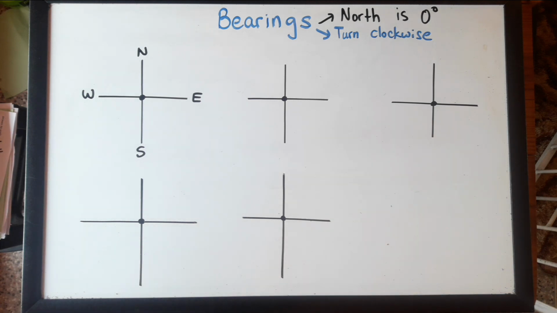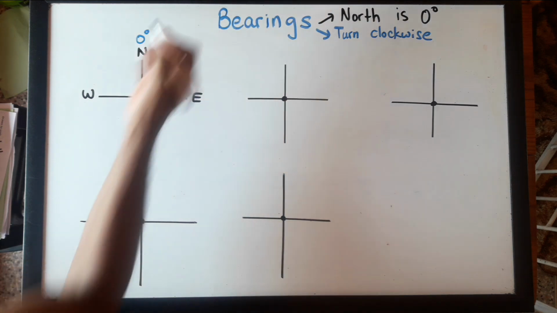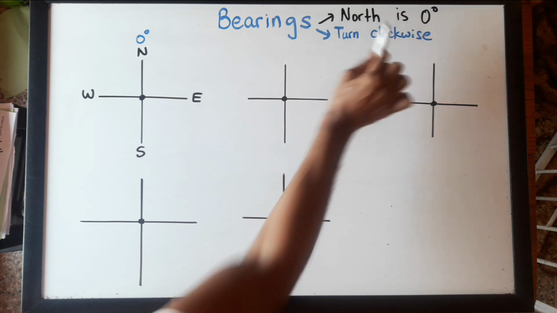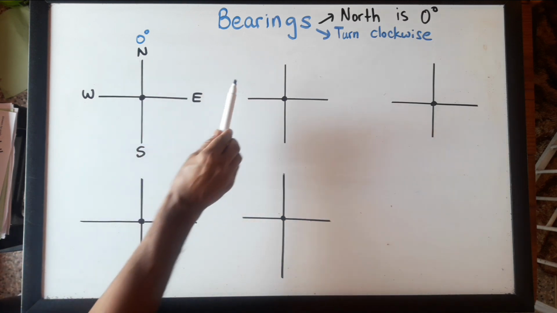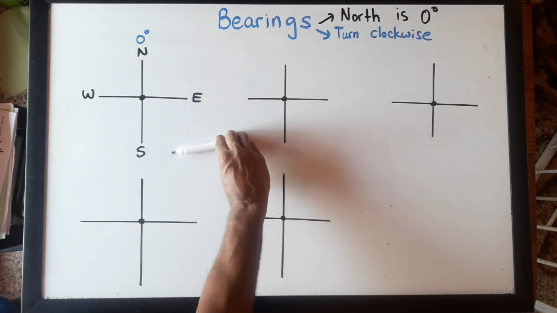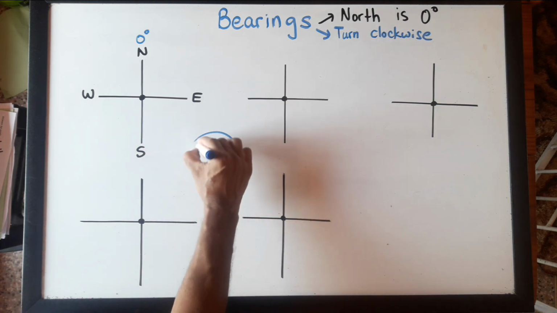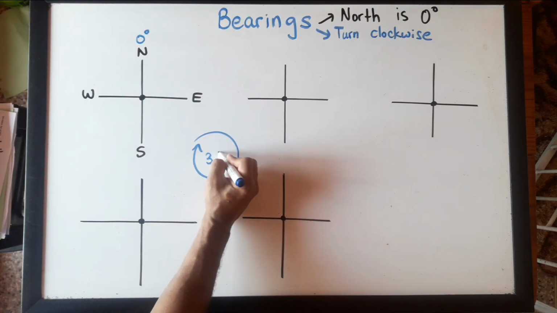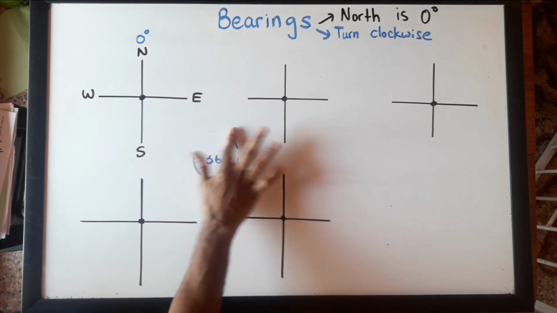So the first thing you need to know is, like I just said, north is considered to be 0 degrees. And in bearings, you are only allowed to turn clockwise. Clockwise is this direction. You are never allowed to turn anti-clockwise, only clockwise. Another thing you need to know, which I'm very sure you know already: if you spin in a complete circle, it's going to be 360 degrees. All right?